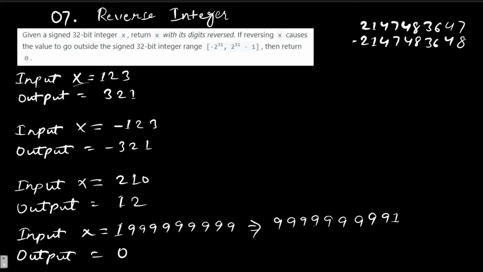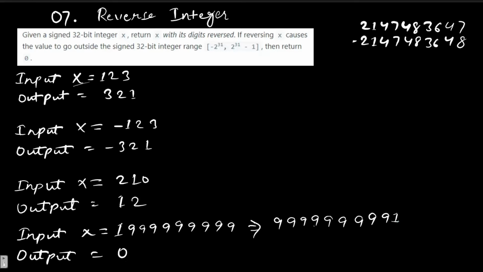Hello and welcome. Today we are going to solve our seventh problem of Leetcode, that is Reverse Integer. In this problem we are given a signed 32-bit integer x and we have to return its digits reversed. If reversing x causes the value to go outside the signed 32-bit integer range, that is minus 2 to the power 31 to 2 to the power 31 minus 1, then we have to return 0.